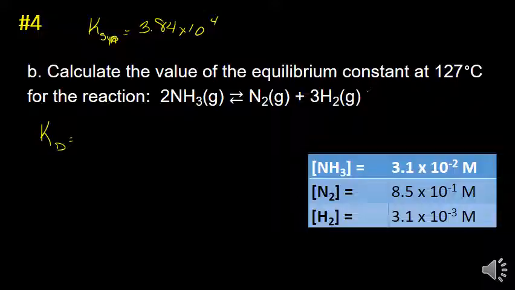We know it's what over what, Caleb? Yes, you do. K is always what over what? See, you do remember. So products over reactants. So go ahead and calculate the value of K. 10 points if you can do it faster than I can. I'm done. 1 second.